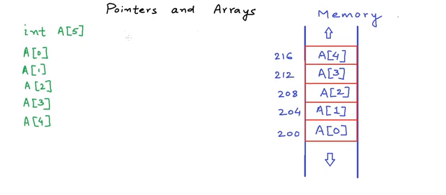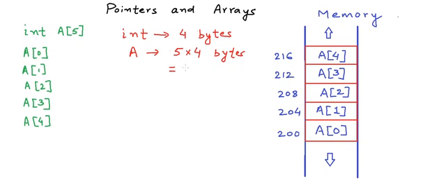If A0, the first element in the array, is stored at address, let's say, 200, and in a typical modern-day compiler an integer is stored in 4 bytes, then A1 will be 4 bytes ahead of A0 at 204, A2 will be at 208, A3 at 212, and A4 at 216. The overall size of the array would be 20 bytes, and these 20 bytes will be one consecutive block.